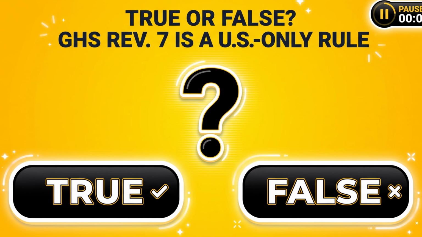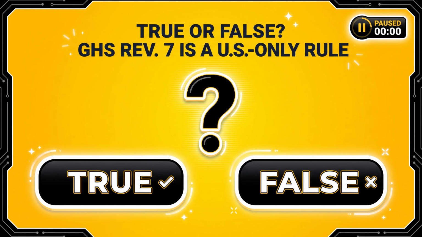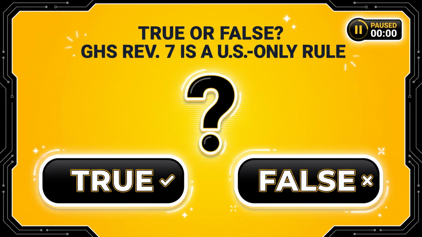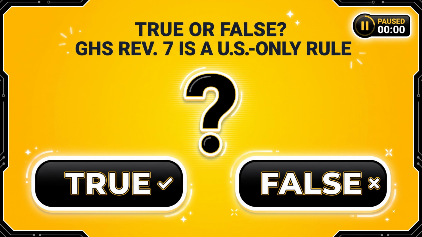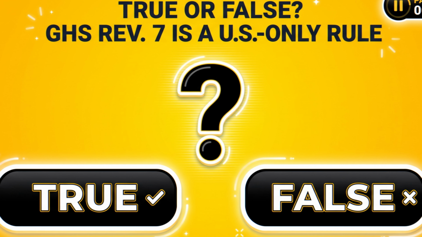Quick check, pause for a second. True or false? GHS Revision 7 is a completely new set of hazard rules made just for the United States. Think about it. The answer is false. GHS is a global system, and the US simply updated its own standard to match it.